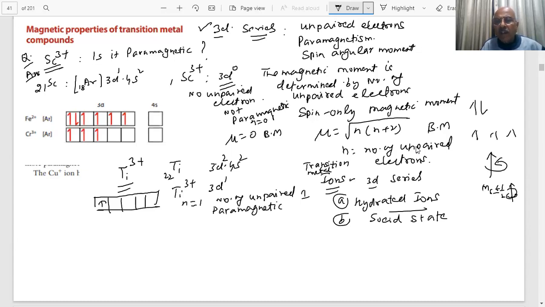If you want to calculate this value, put the value of n here: 1 times 1 plus 2, so square root of 3, students. What will be the square root of 3? It will be 1.73 Bohr magneton. Okay?